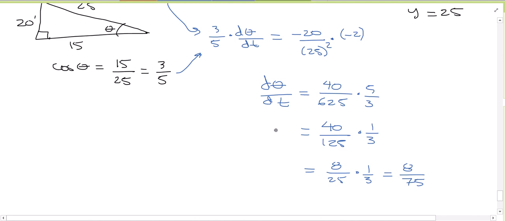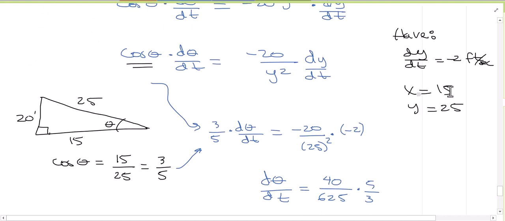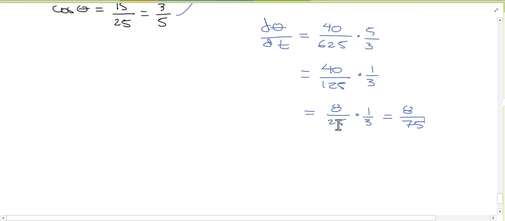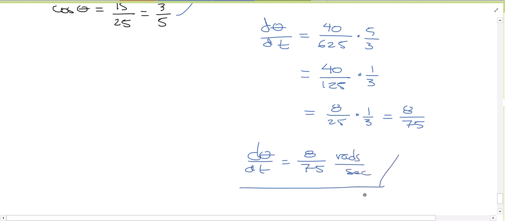So what are our units though? Theta is changing in radians, and things here are changing in seconds, so that means our d theta dt will be 8 over 75 radians per second. And so that will be the rate of change of the angle. And notice that it is positive.